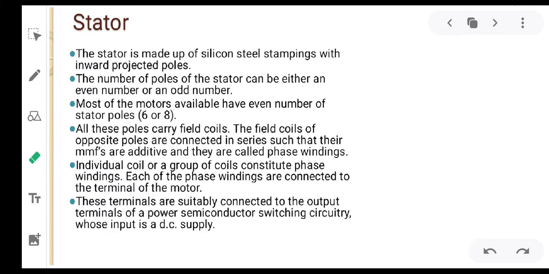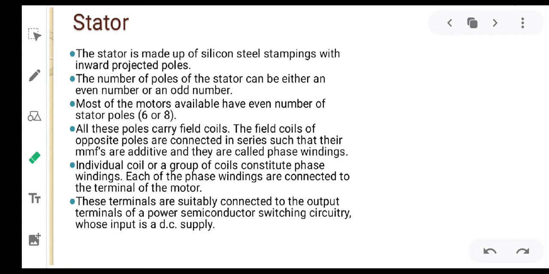Now the stator is made up of a silicon steel stamping with inward projecting poles, and the number of poles can be either an even number or an odd number. If it is an even number, then the field windings are there on each pole, and the windings on the opposite poles are connected in series to form a winding.